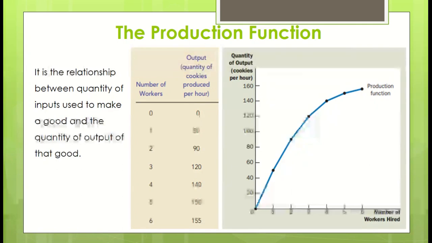Likewise, when 3 workers are hired, the output produced is 120 units at this point. If 4 laborers are hired, the output produced is 140 units. For 5 laborers, the output produced is 150, and for 6 laborers, the output produced is 155, in between 140 and 160. If we join all the points in the graph, we get the production function.